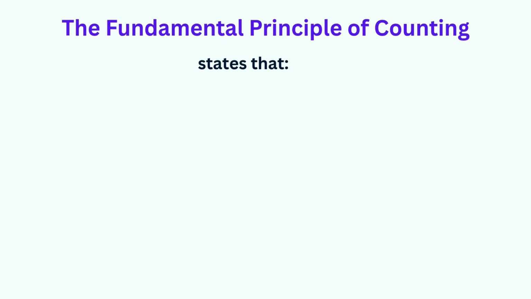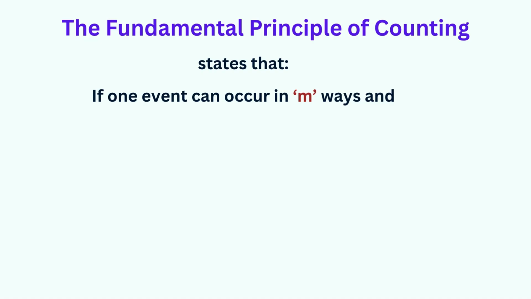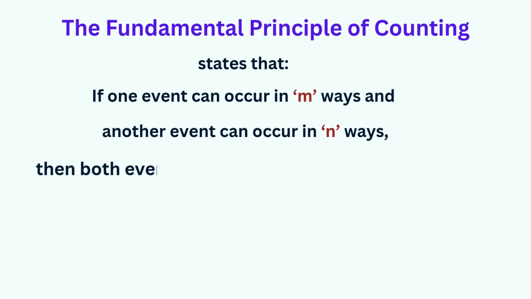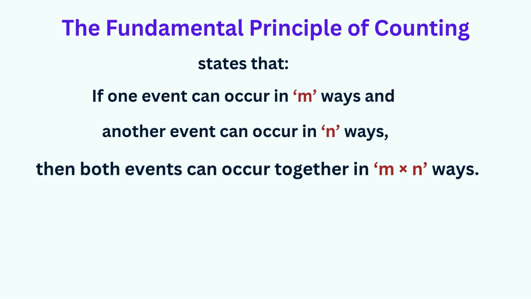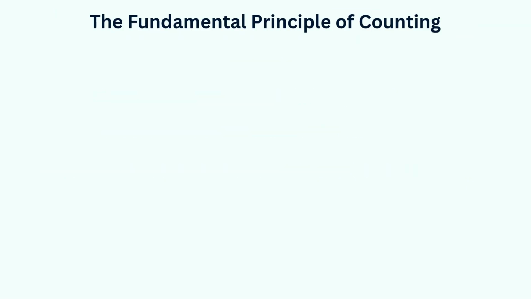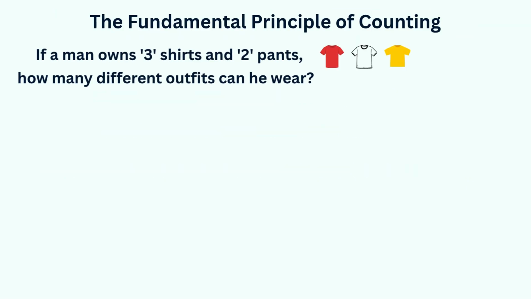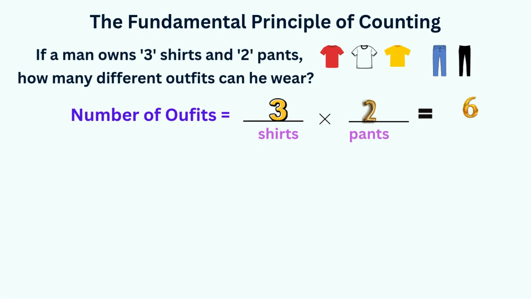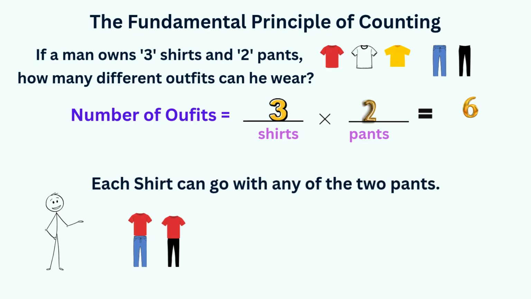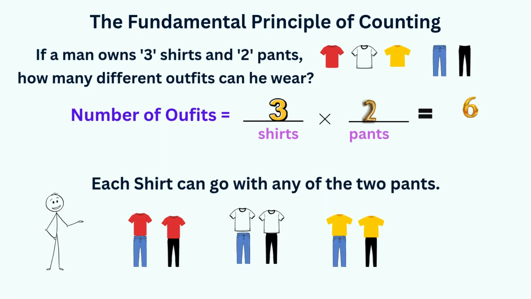The fundamental principle of counting states that if one event can occur in m ways and another event can occur in n ways, then both events can occur together in m times n ways. Let's apply this to outfits. If a man owns 3 shirts and 2 pants, how many different outfits can he wear? That's 3 times 2 equals 6 outfits, since each shirt can be paired with either of the 2 pants.